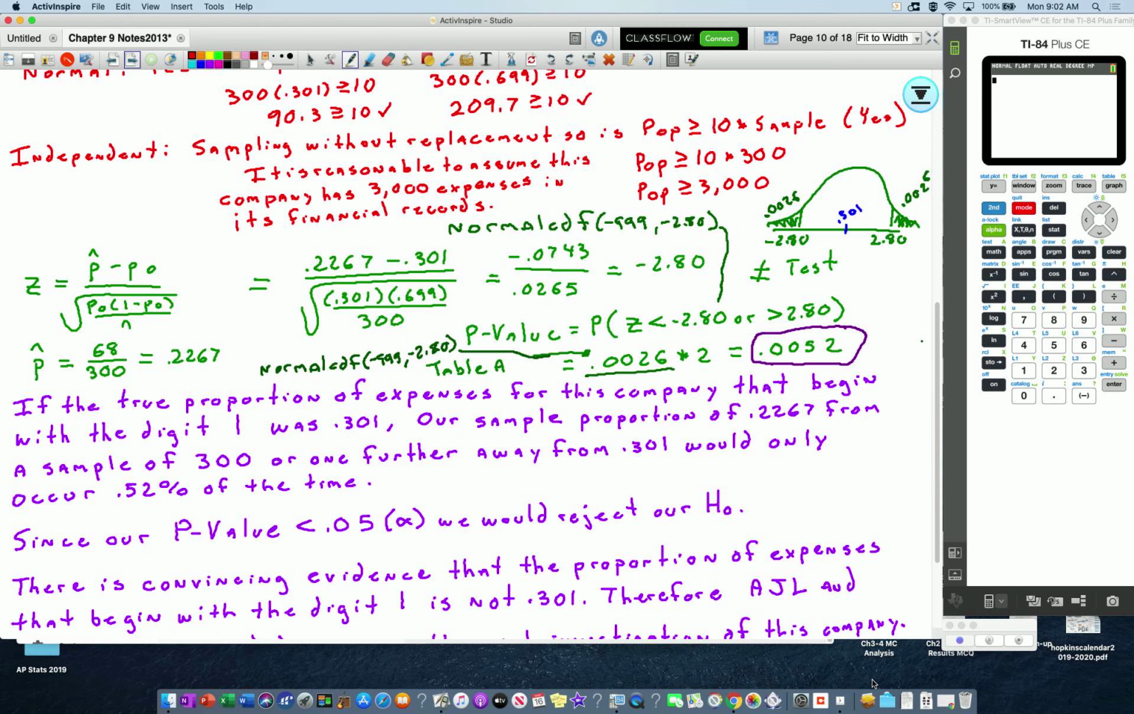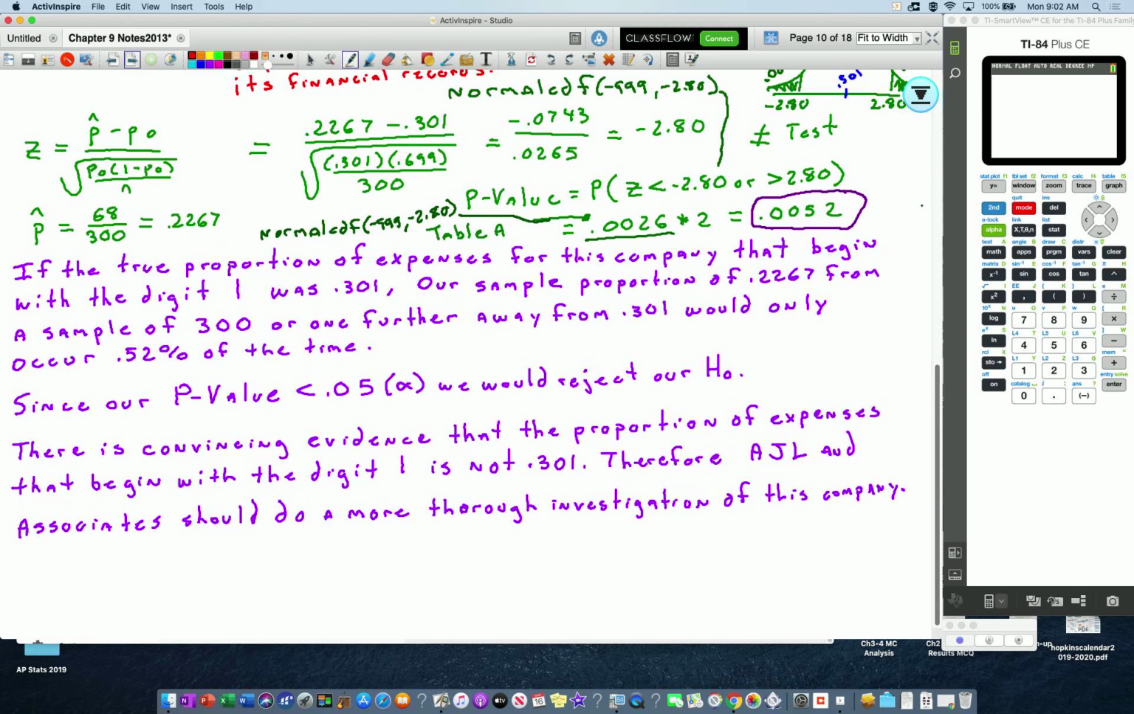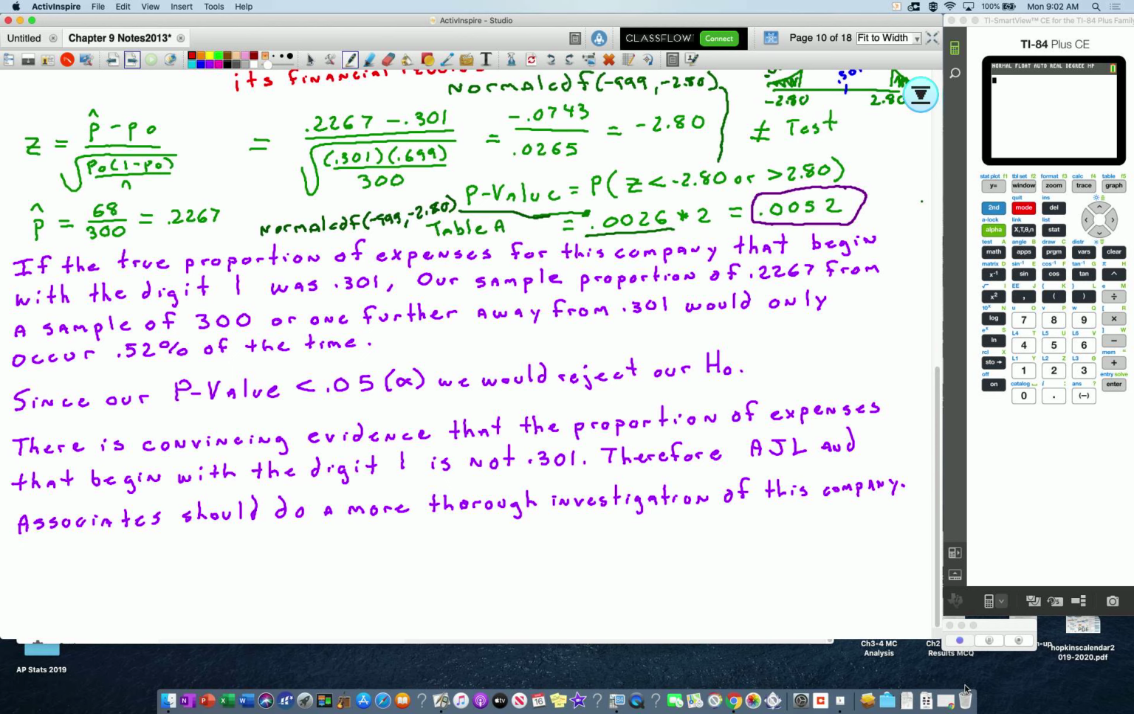What does the p-value mean in the context of the problem? So if our null hypothesis is true, if the true proportion of expense reports that begin with the digit 1 was 0.30, then our result, or one more extreme, so our sample proportion of 0.2267 from a sample of 300, or one further away from it. The reason why I say further away, it could have been too low or too high, would only occur 0.52% of the time. So this is happening less than 1% of the time.